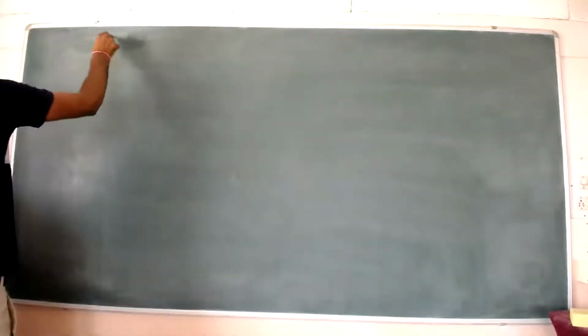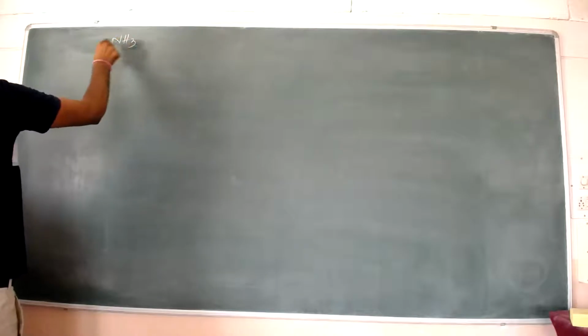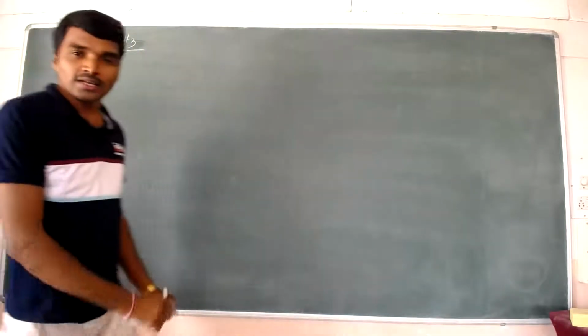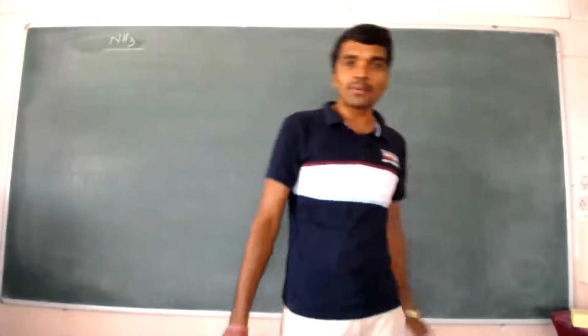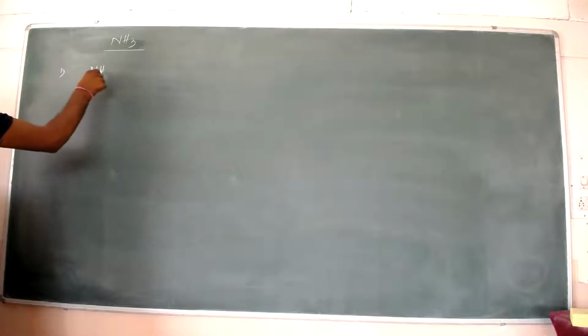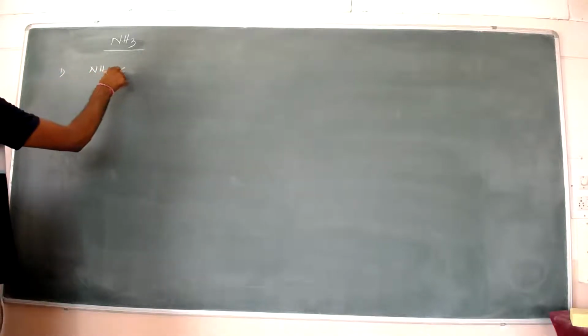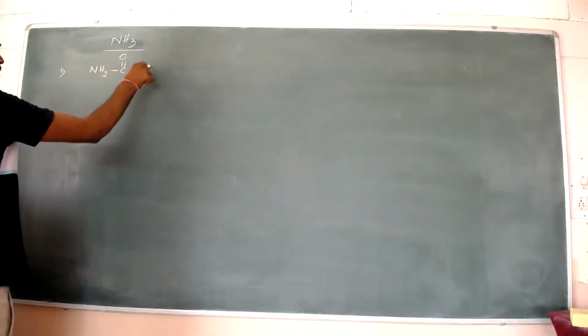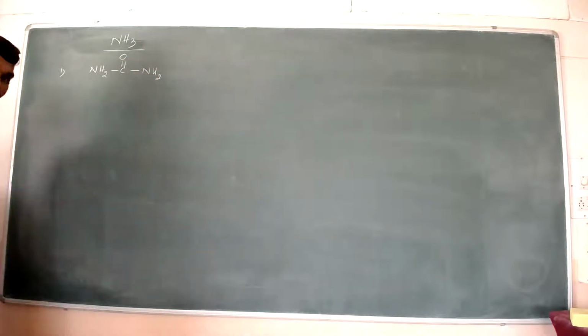Now we are going to discuss the second compound, ammonia, NH3. Sir, how can we prepare ammonia? Ammonia we can prepare from urea. The urea formula is NH2 CO NH2.